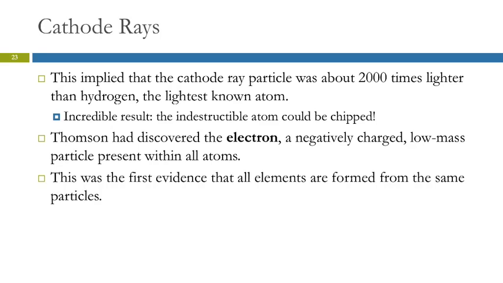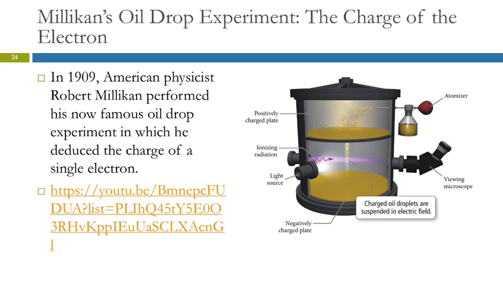That's why changing the material of the cathode didn't change the cathode rays. Because whatever you put in there, it's got electrons, and it was the electrons that are moving. It's actually electric current that was flowing through the gas. So this was the first evidence that all elements are formed from the same particles. They actually have something inside of them.